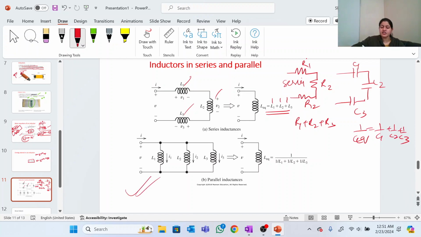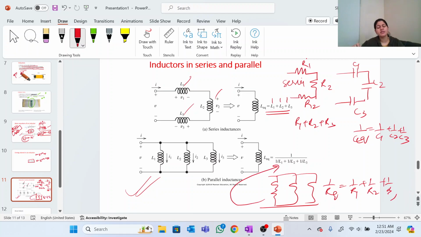And in case of parallel, if resistors are connected in parallel like this, it was 1 upon R equivalent equals 1 upon R1 plus 1 upon R2 plus 1 upon R3. So for resistors the case is the same here. L and R have exactly the same series and parallel formulas, and capacitor is exactly the opposite. Okay, so these are the important things you need to remember.